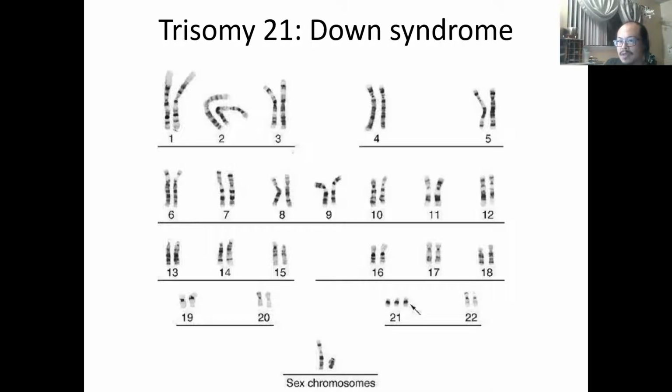aneuploidy where the person has one extra chromosome. That extra chromosome is chromosome 21. You may remember that this is one of the acrocentric chromosomes, where the P arm is much shorter than the Q arm. So that's one extra. What technique do we use for this? Karyotype, right? We can count the chromosome number, and usually people have 23 pairs. This one has one more chromosome, so 47 chromosomes in this person.